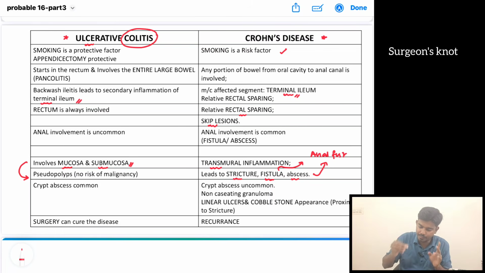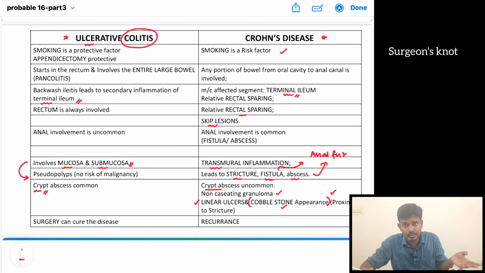Here in ulcerative colitis, crypt abscess is present, whereas in Crohn's disease it is uncommon. Non-caseating granuloma is present, along with linear ulcer as well as cobblestone appearance. C for C, cobblestone appearance is seen in Crohn's disease. Ulcerative colitis can be treated by surgery, whereas Crohn's disease involves from here to there, so surgery can lead to short bowel syndrome. Also it recurs after surgery, so recurrence is more common in Crohn's disease. We can't treat it by surgery.